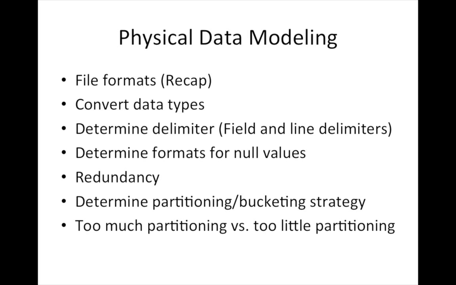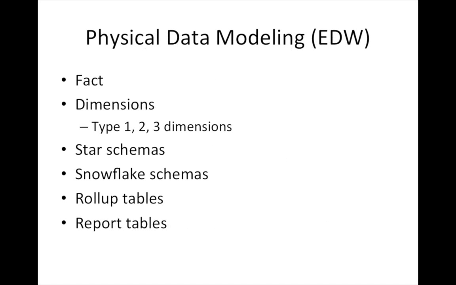So you have to keep this in mind: too much partitioning versus too little partitioning while doing the physical data modeling. And also you have to keep all these concepts in mind: facts, dimensions, star schemas, snowflake schemas, roll-up tables, report tables. If they are dimensions, the type 1, type 2, type 3 dimensions, you have to think through all these things, and then you have to come up with your physical data model. We will see a few of these things as part of the demos.